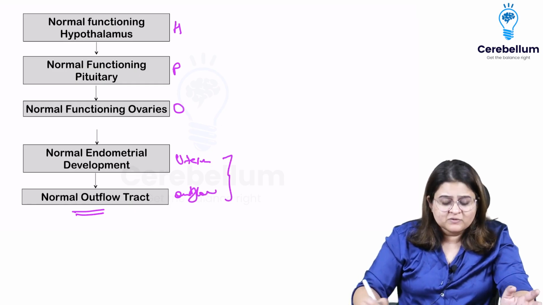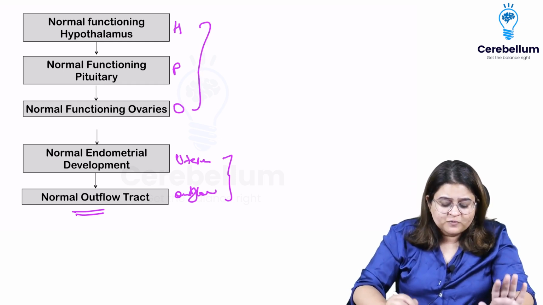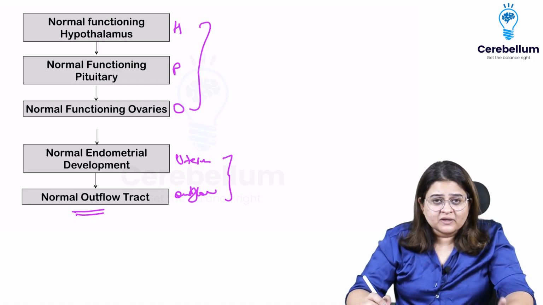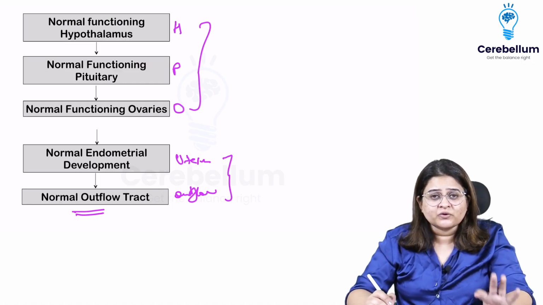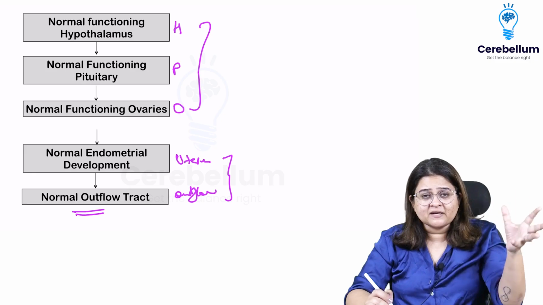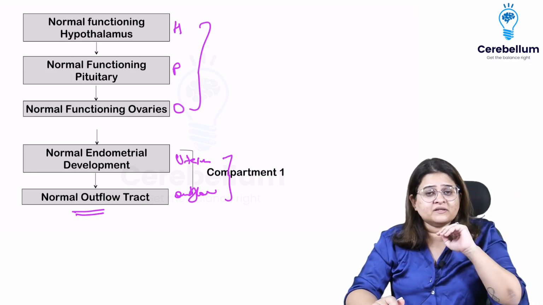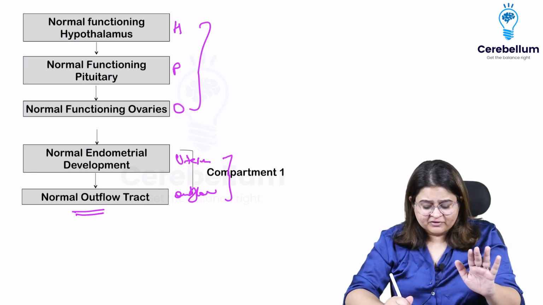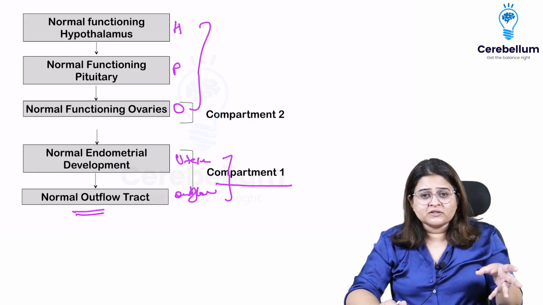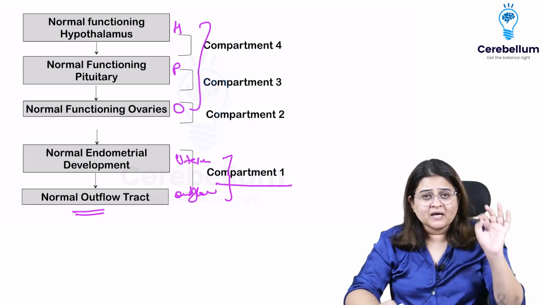Okay, and these girls will usually present with secondary sexual characters present, and this group is going to present with secondary sexual characters absent. And that's what's important to understand, because that is how you're going to solve your questions. That is how you're going to think when the question comes. What do you see first? Are secondary sexual characters there or are they not there? So these are usually referred to as compartment 1 problems, the uterus and the vagina. Compartment 2 is usually the ovary, compartment 3 is usually the pituitary, and compartment 4 is usually the hypothalamus.